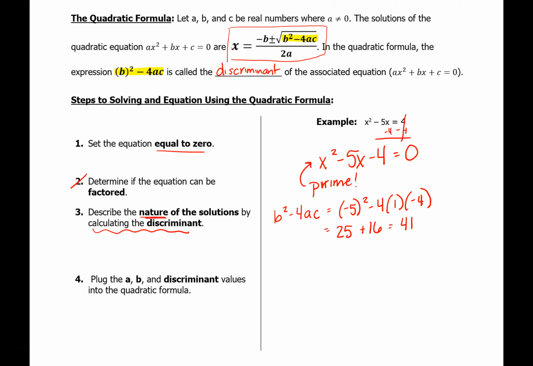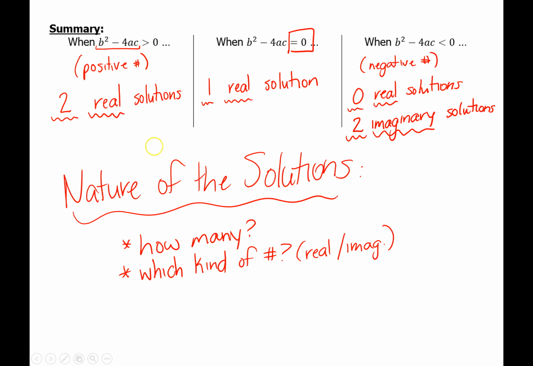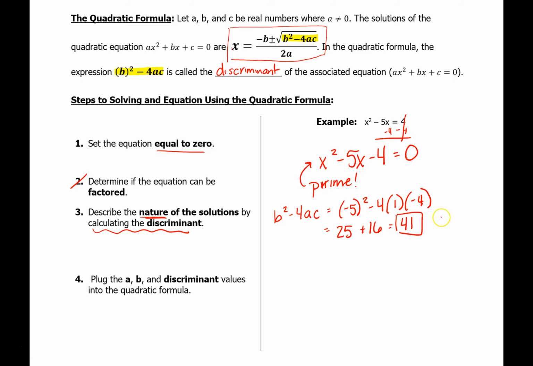Now, according to that summary we just did a minute ago, when we got the discriminant is 41, that's a positive number. So because it's a positive number, that means there are going to be two real solutions. We are not going to have any imaginary numbers in our answer.